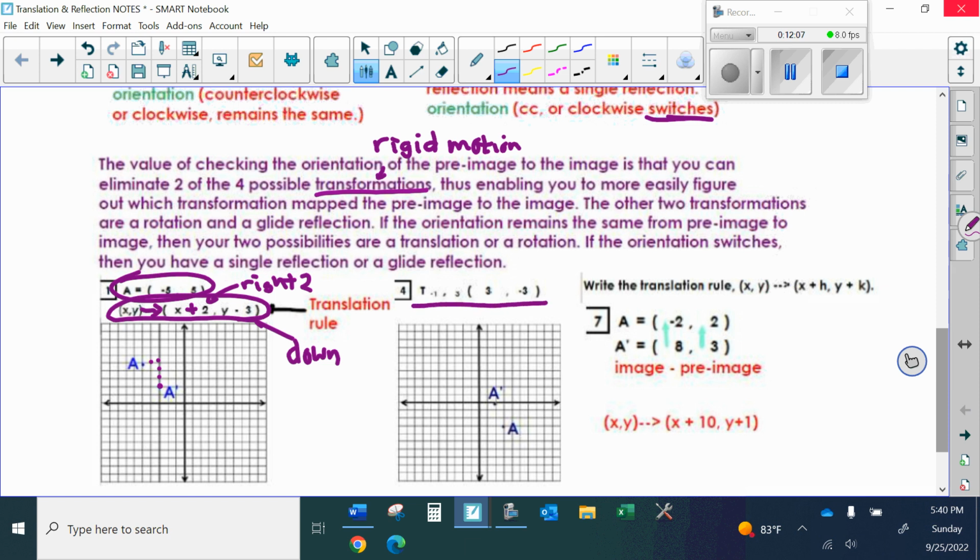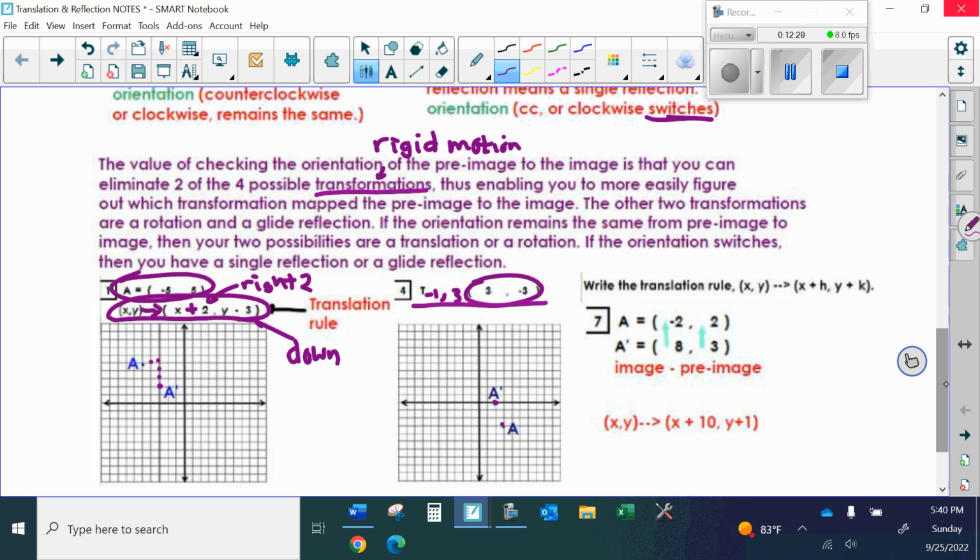This is another way they could write a translation rule. Capital T, and they just say (-1, 3). That means go left 1, up 3 from the original point of (3, -3). So there's (3, -3). It says go left 1, up 3. Left 1, up 3 puts it right there. And there's my A prime. I call the first one A.